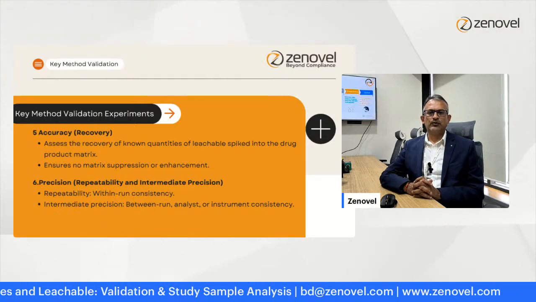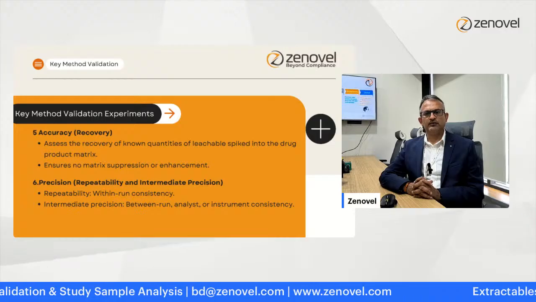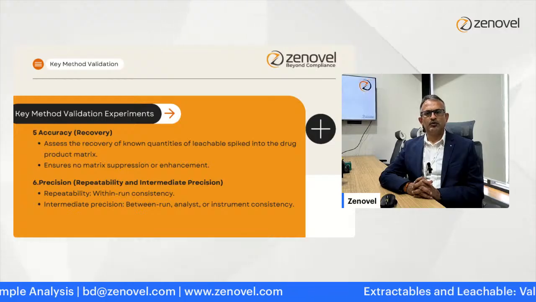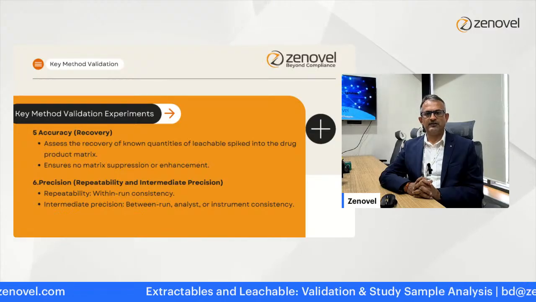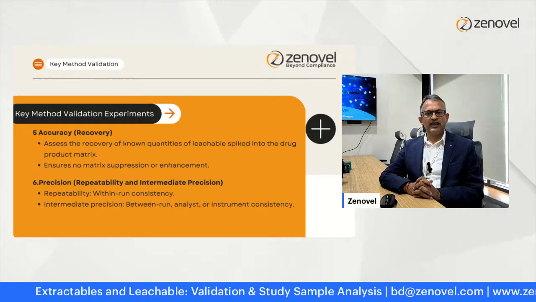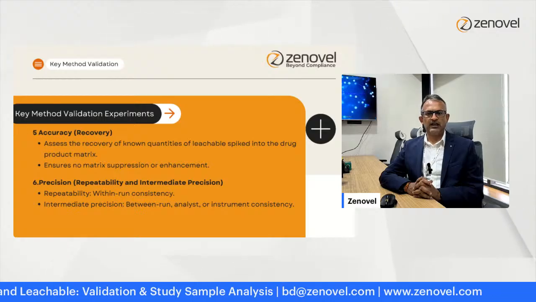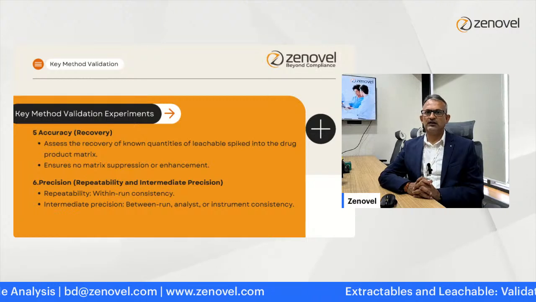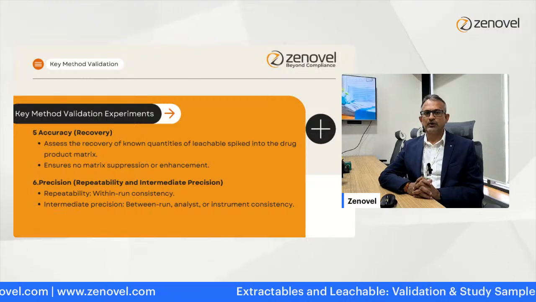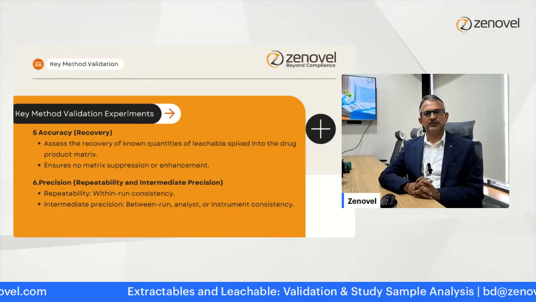The next is recovery. It is also called accuracy. So assess the recovery of known quantities of the leachable spike into the drug product matrix. It is helpful to ensure no matrix suppression or enhancement, and how much leachable we can extract from the particular container closure system.